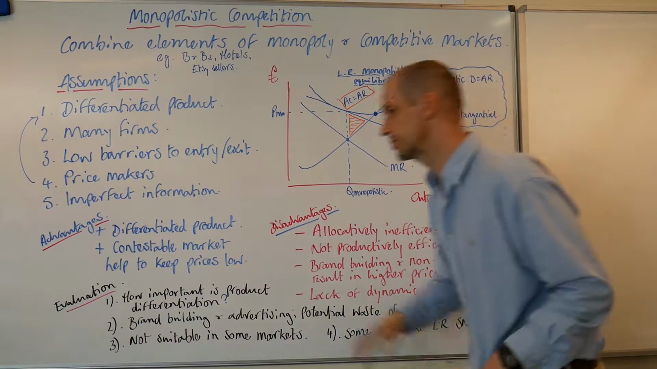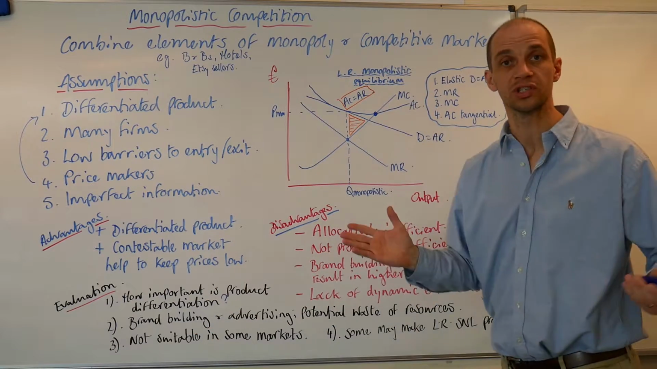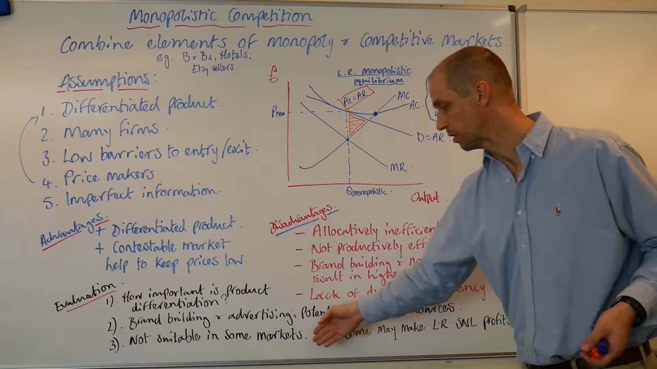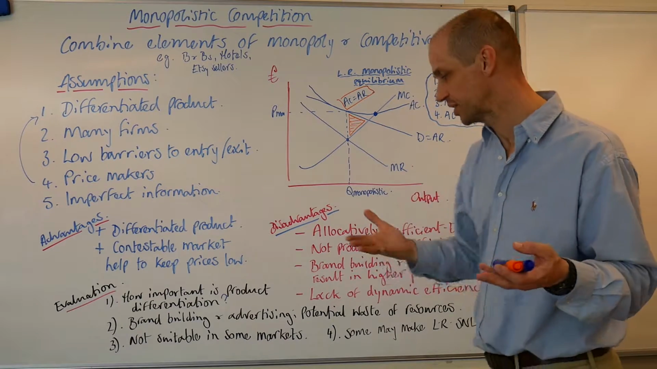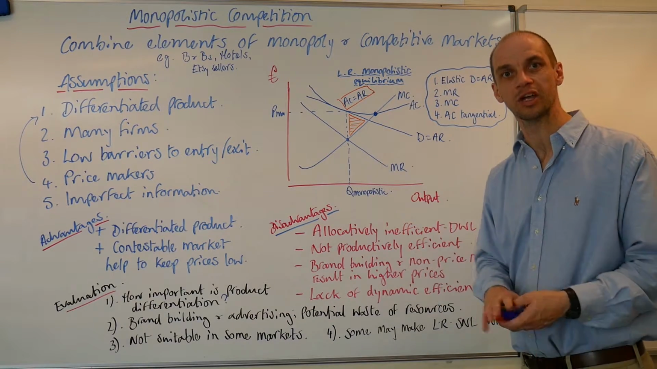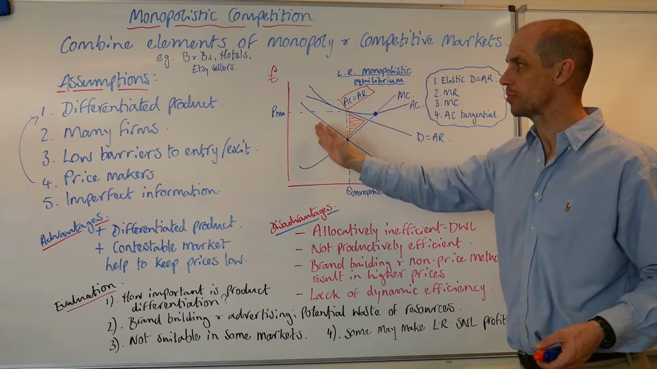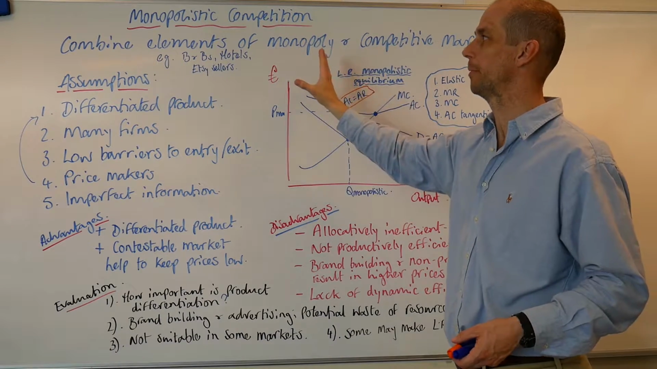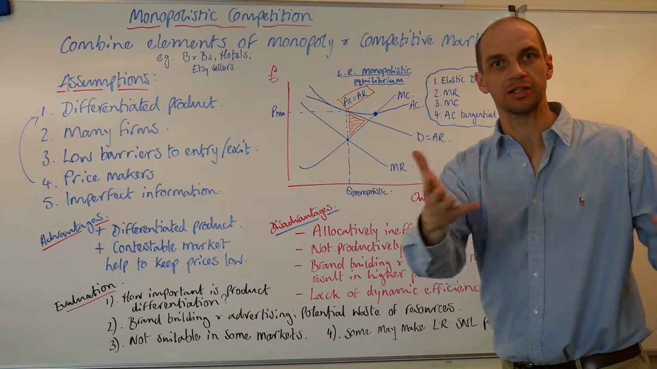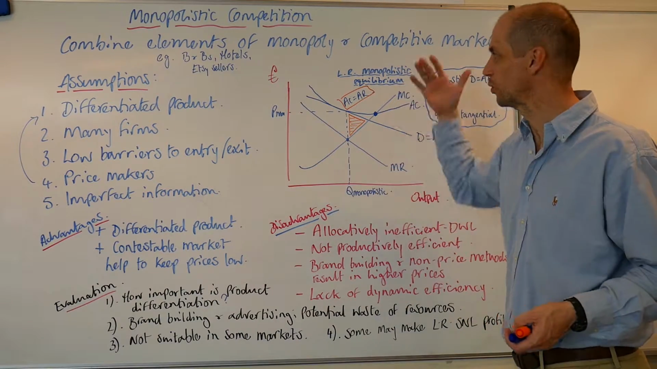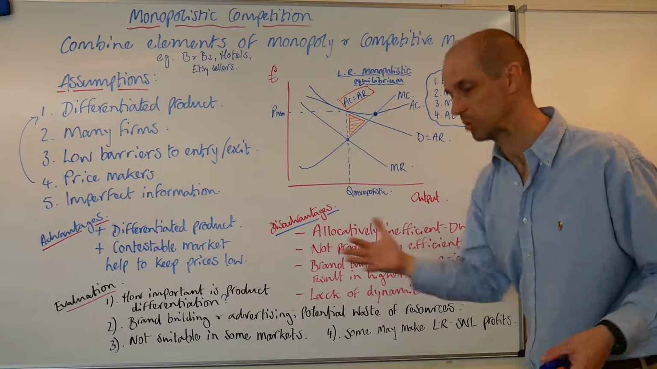So there we go. Number three, it's not suitable in some markets, as is not perfect competition, of course, when it comes to, say, for instance, a natural monopoly market. So it is not appropriate for this small type of firm to go about building, say, something like the Eurotunnel or the Crossrail project or something like that.